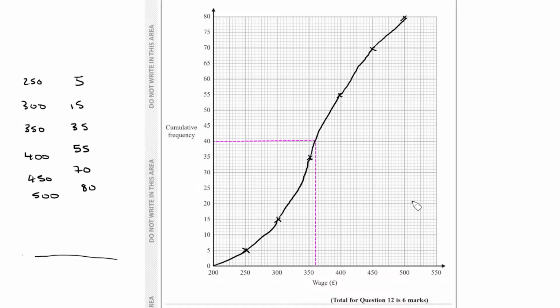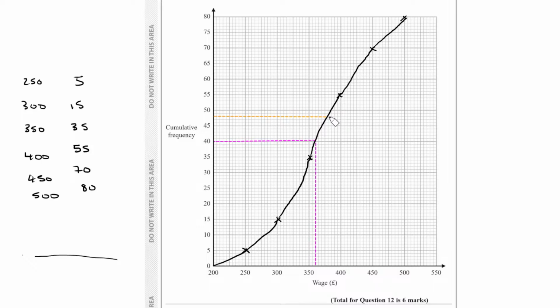Now, what was it? 60% of 80 should be 48. So you might have gone on your graph, let me get a different color, this is another option, right? You can do this, and gone at 48 and gone across.